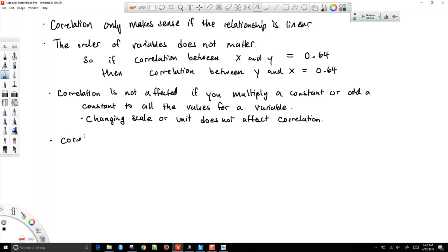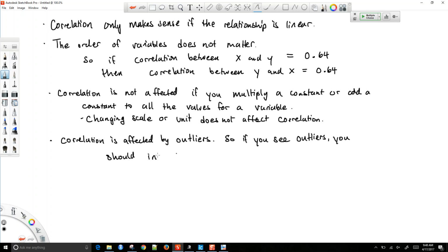Correlation is affected by outliers. So if you see outliers in your plot, you should always investigate them to see if they're real or just possible errors. Perhaps you can do two analyses, one where you've included the outliers and one where you've excluded them. So that's also a possibility.